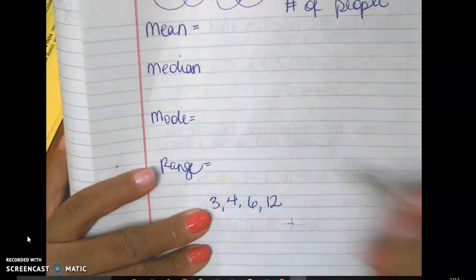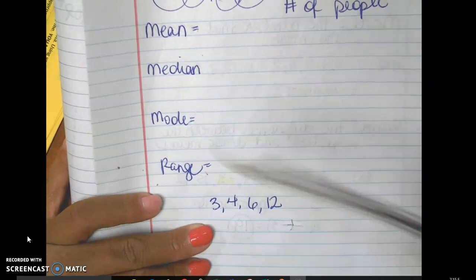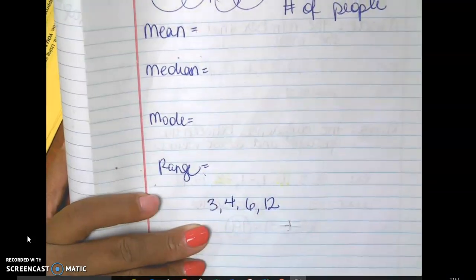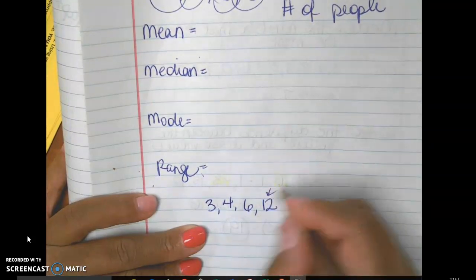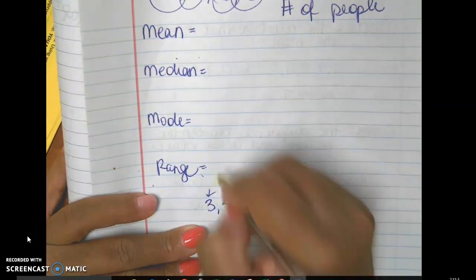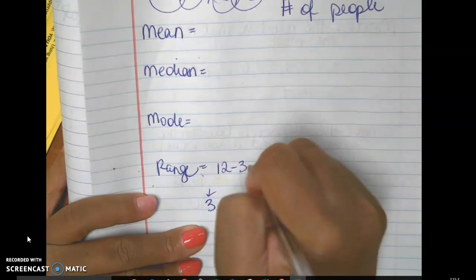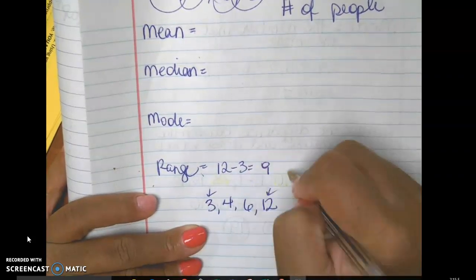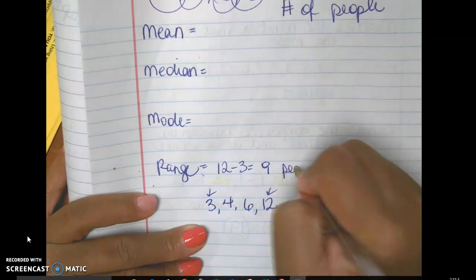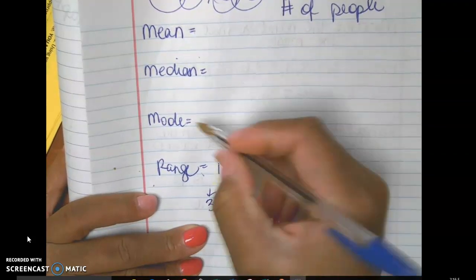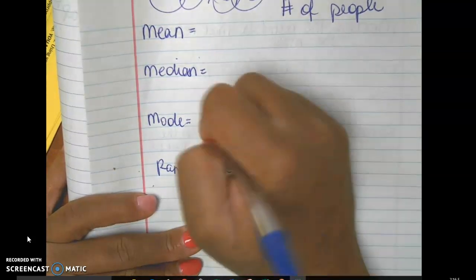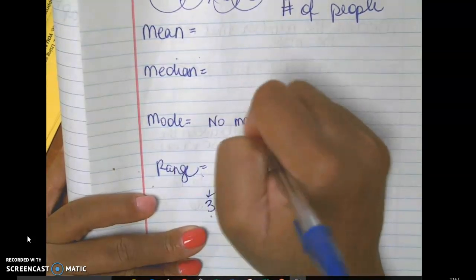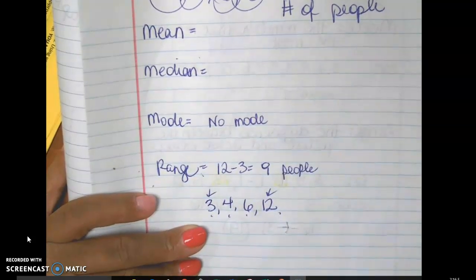Okay, the easiest ones to find are the range and the median. How do you find the range? The highest number subtracted by the lowest number. The highest and lowest, subtract them. 12 minus 3 is 9. 9 people is my range. Mode, do any of these numbers repeat? No, so I put no mode. Do not put 0 because that means 0 is a part of your data set. That will be wrong if you put 0 and I will take points off.